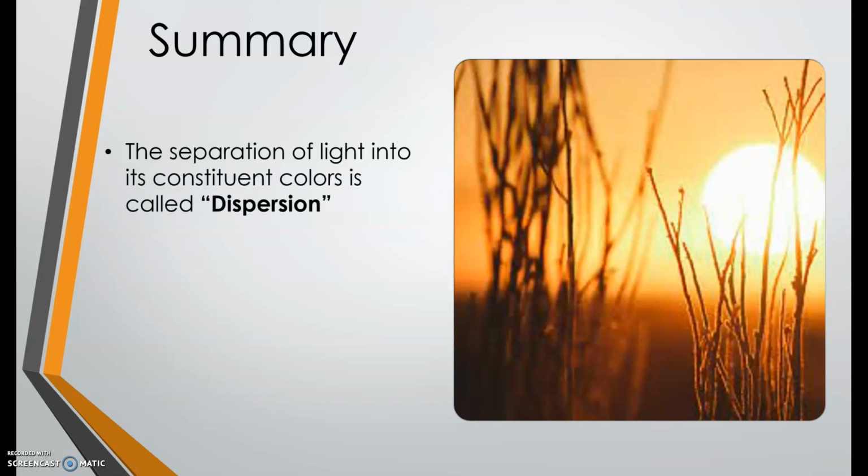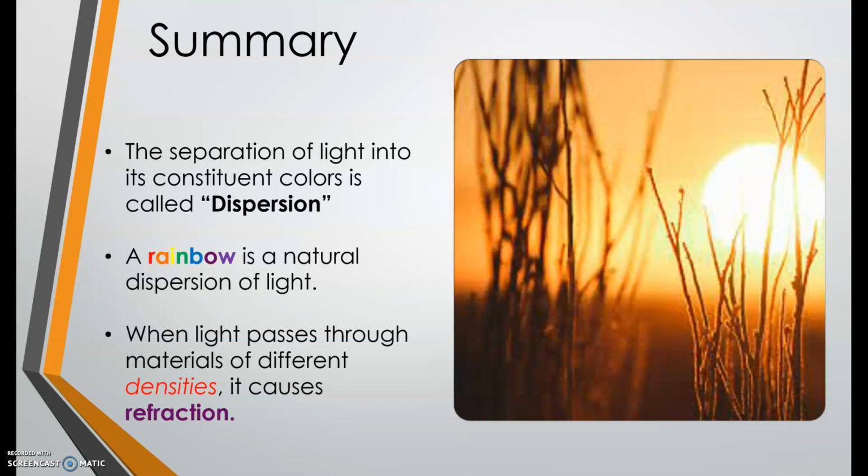Now let's do our summary. We talked about the separation of light, which is called the dispersion. We talked about the two types of reflection. And we talked about how the rainbow is a natural dispersion of light. We also talked about how when light passes through materials of different densities, it causes refraction.